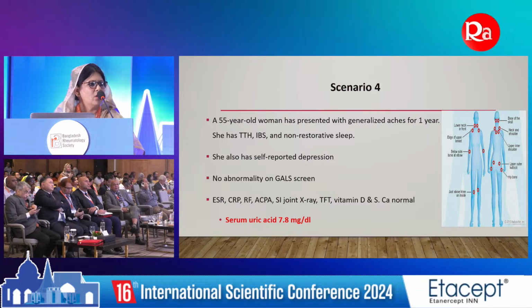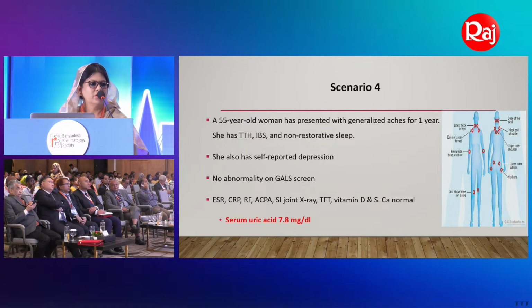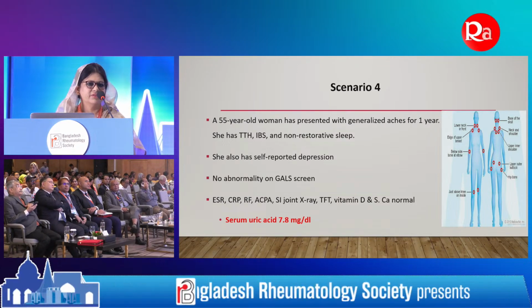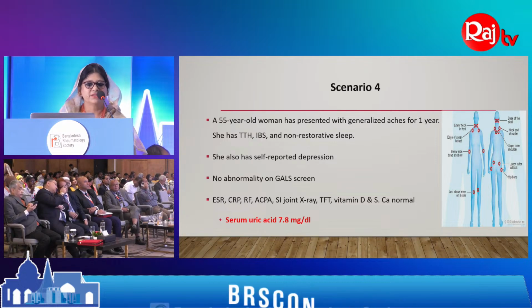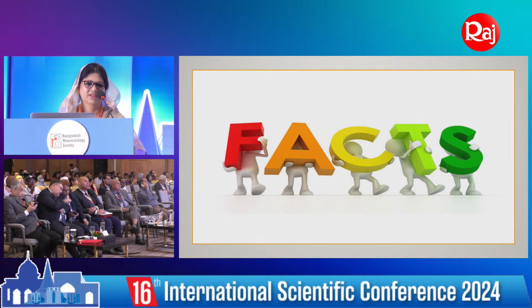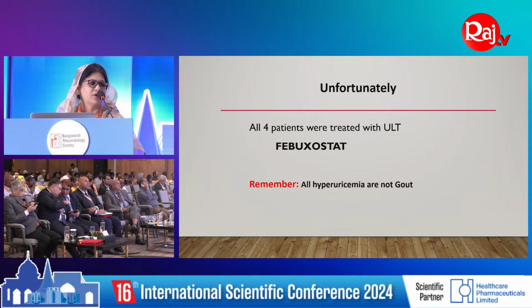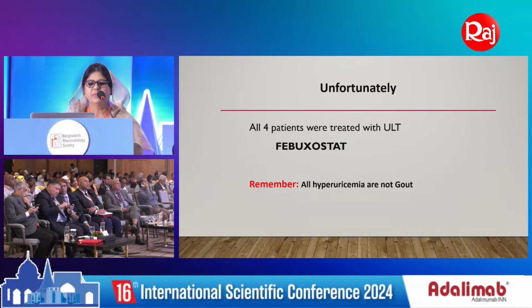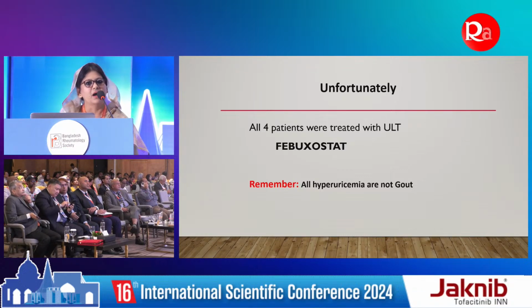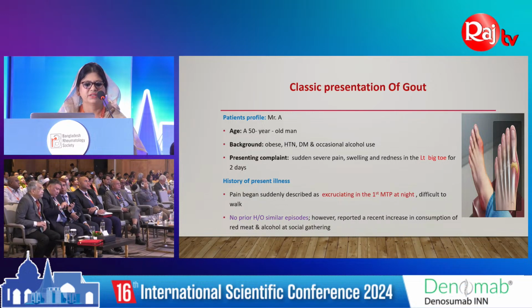Should we treat all these 4 cases with urate-lowering drugs? I say no, because all of them have slightly elevated uric acid level, but they have specific diagnoses. But what is the fact? Unfortunately, all 4 patients were treated with urate-lowering drugs, febuxostat. Dear audience, remember, all hyperuricemia is not gout. Gout has its typical presentation.